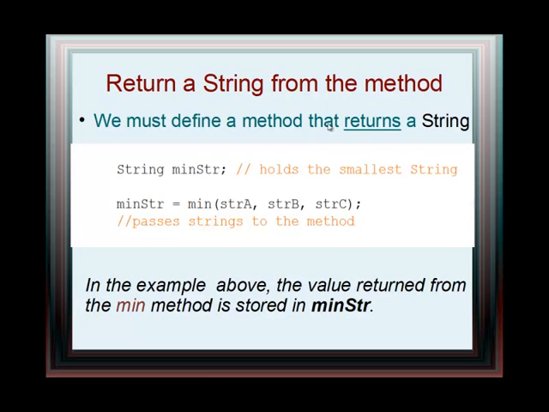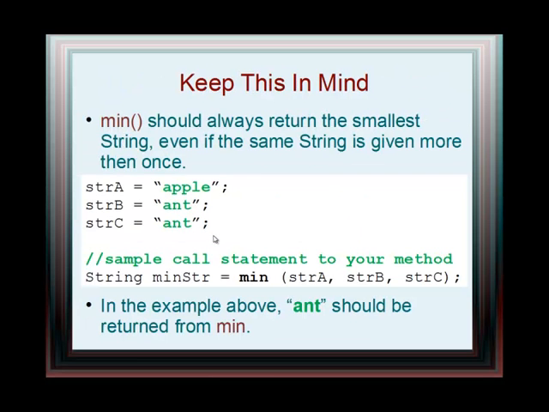We must define a method that returns a string. So keep in mind, min, which will be created by you, must return the string back into minString. Min should always return the smallest string, even if the same string is given more than once. We have apple, ant, and ant. And once we pass all three, in the example above, ant should be returned from min.